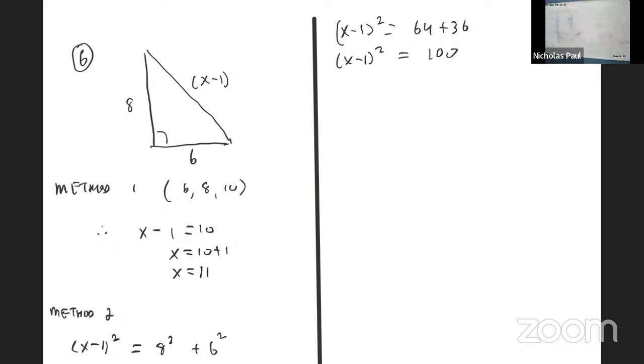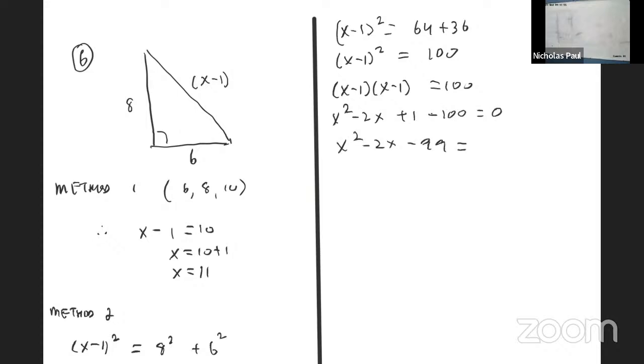Here we have two options, right? We could square root both sides, or we could expand it out. Because I showed you all how to solve quadratics, I want you all to do the long way, right? So square it out. X minus 1 by x minus 1 is 100. So x squared minus 2x plus 1. We bring across the 100 and you'll get x squared minus 2x minus 99.